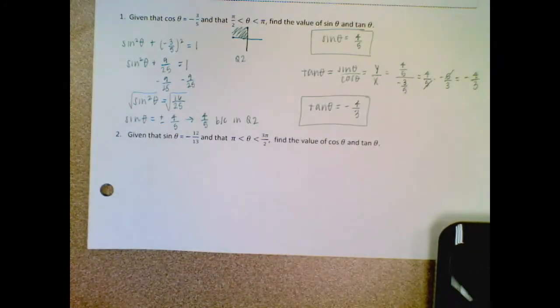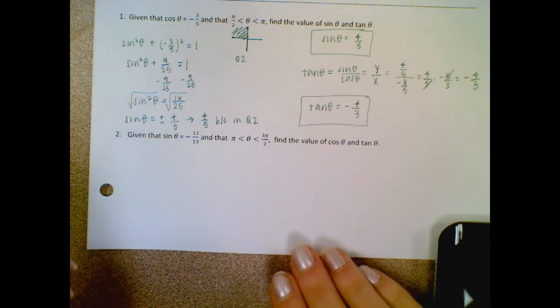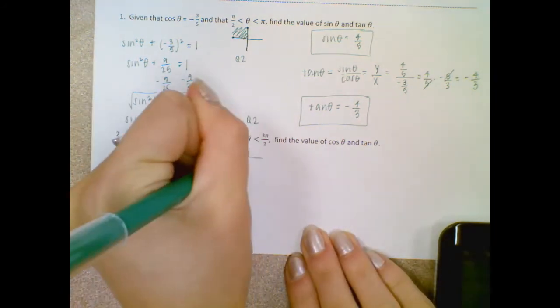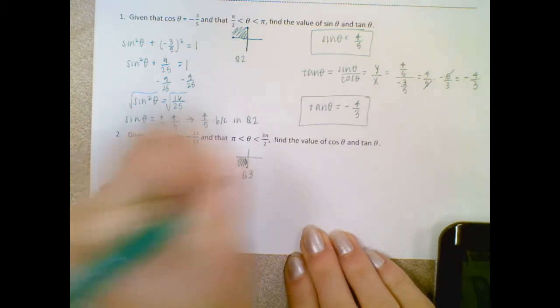Alright, given that sine theta equals negative 12 over 13, and that theta is in between pi and 3 pi over 2, find the value of cosine and tangent. So let's figure out what quadrant we're in first. Here's pi, here's 3 pi over 2, so we are in quadrant 3.